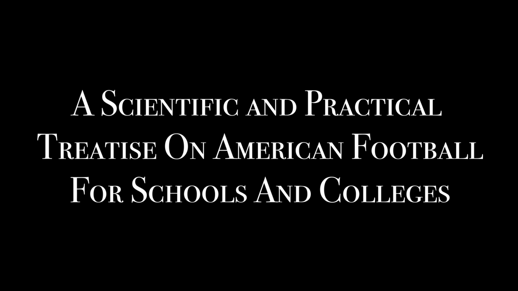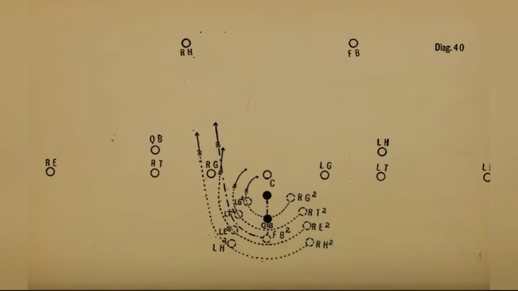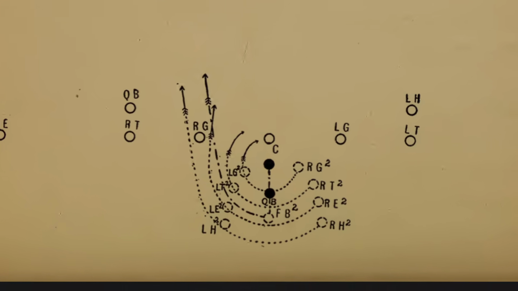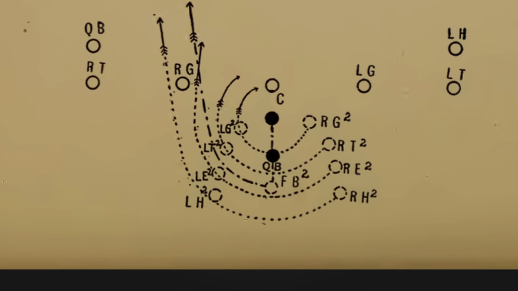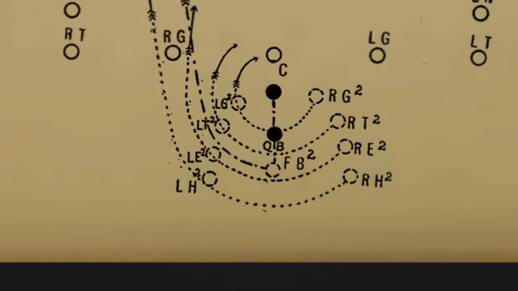But the turtleback sounds like a play diagrammed in a book by Amos Alonzo Stagg called A Scientific and Practical Treatise on American Football for Schools and Colleges, published in 1894. The play is number 40. Stagg calls it Revolving Wedge from a Down, and he describes it. Here's the key to the description.